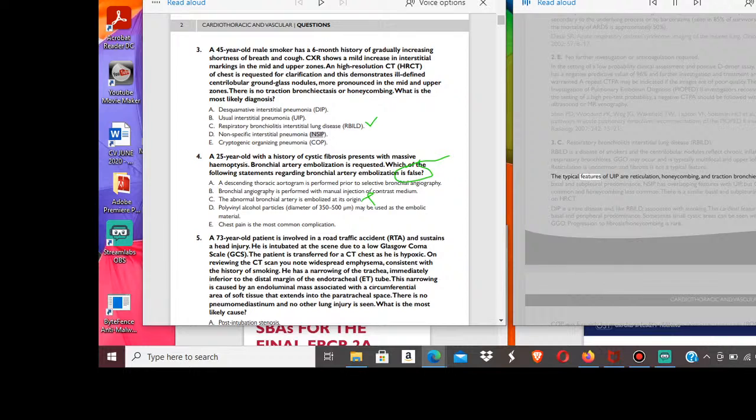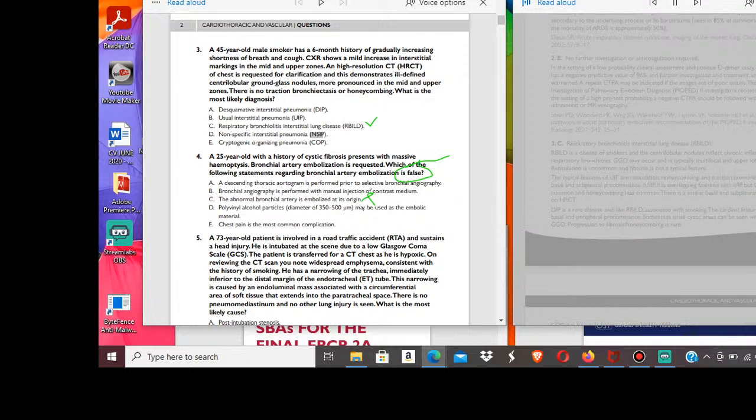The typical features of UIP are reticulation, honeycombing, and traction bronchiectasis, with a basal and subpleural predominance. NSIP has overlapping features with UIP, but GGO is more common and honeycombing less common. There is a similar basal and subpleural predominance on HRCT.